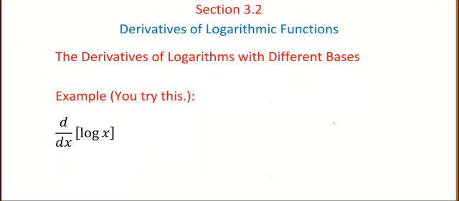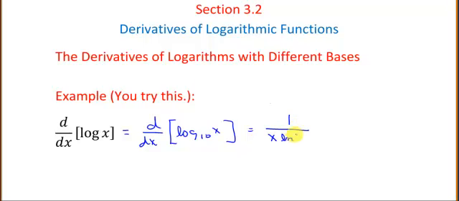Now let's take a look at this. This is a place where students can make a mistake because they may forget about this base here since it's not written. So remember that if I take the derivative of the common log of x, that's the derivative with respect to x of the log base 10 of x. And that's going to be 1 over x times the natural log of 10. So remember, this is how we take the derivative of the common log.